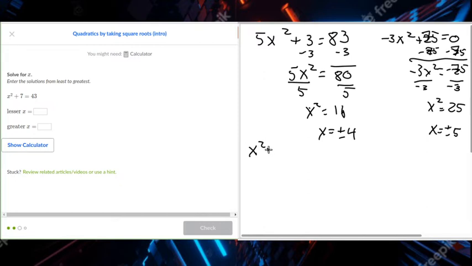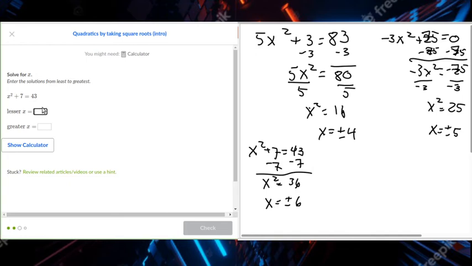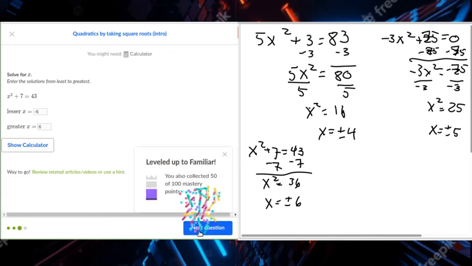x squared plus 7 is equal to 43. We're going to subtract 7 from both sides, and we'll end up with x squared is equal to 36. We'll take the square root of both sides, and we'll end up with x equal to positive or negative 6. Negative 6 squared is 36. Positive 6 squared is 36. The lesser number is the negative number, and the greater number is the positive number.